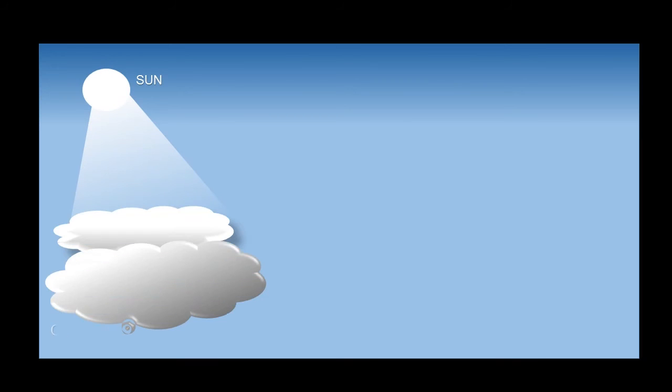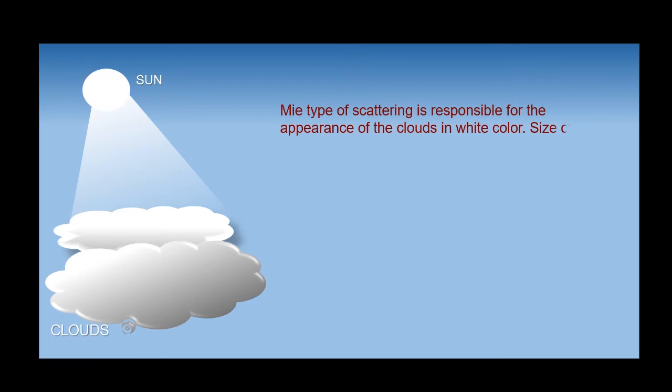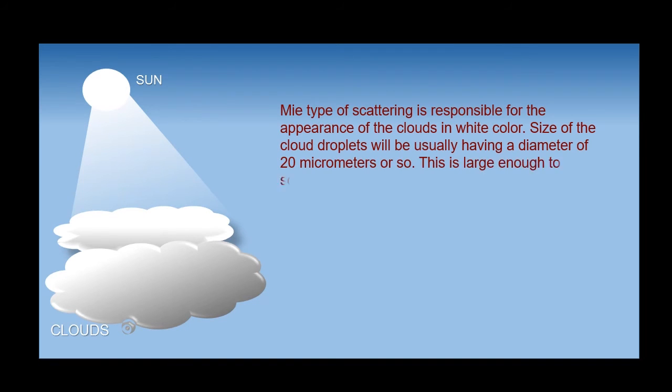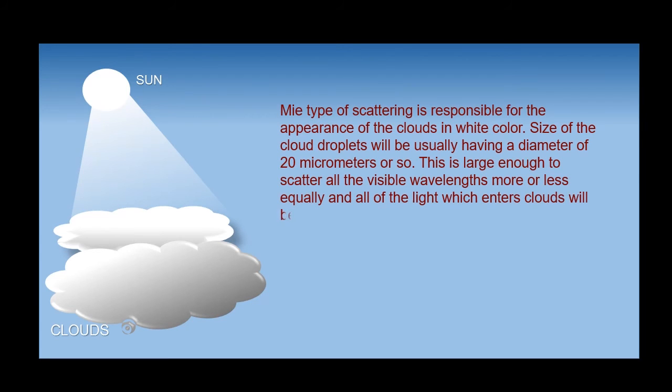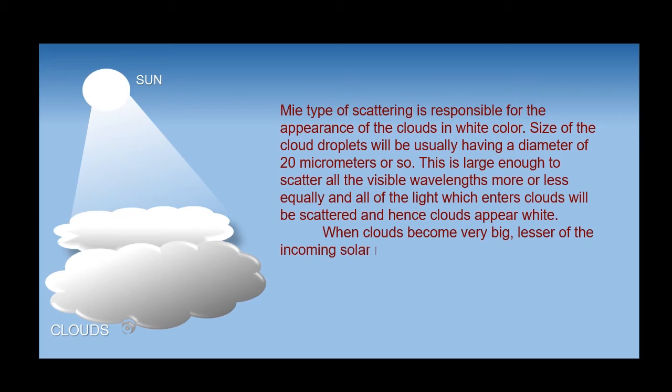Mie type of scattering is responsible for the appearance of the clouds in white color. Cloud droplets usually have a diameter of 20 micrometers or so. This is large enough to scatter all the visible wavelengths more or less equally, and all of the light which enters the cloud will be scattered, and hence clouds appear white. When clouds become very big, less of the incoming solar radiation makes it through to the bottom of the cloud. This results in a darker appearance of the clouds at the bottom.